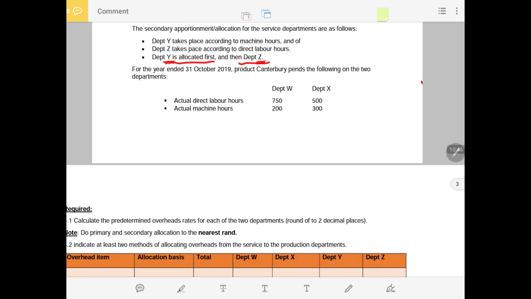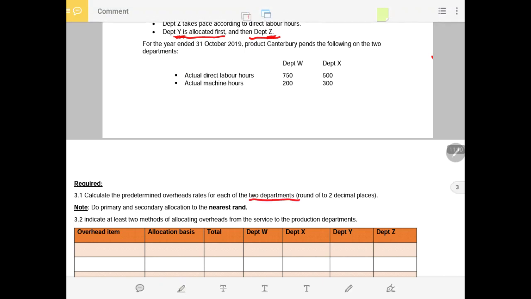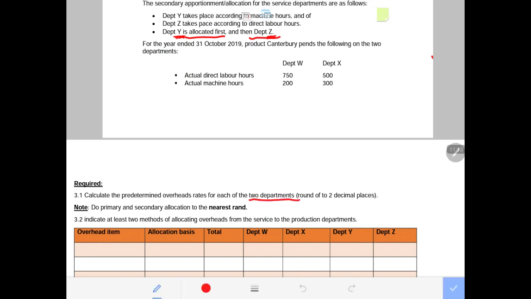Now, we are required to calculate the POR for each of the two departments. Remember, we have two departments, which is W and X. Y and Z are service departments. So these are the two departments that we are to calculate our predetermined overhead rate, or our recovery or absorption rate. We know that in order for us to do our POR, we first need to allocate and classify our overheads, do primary and secondary. Then the total of the secondary allocation will be the one that we'll be using to calculate our POR using our basis of allocation that we were told to use.